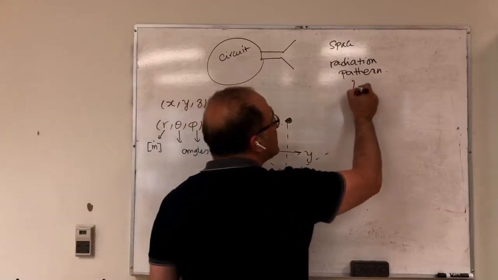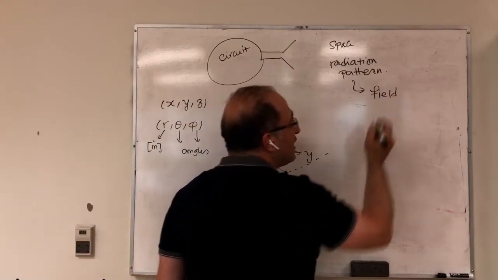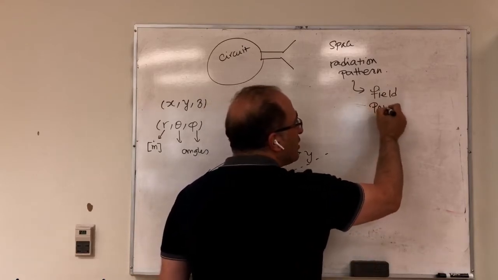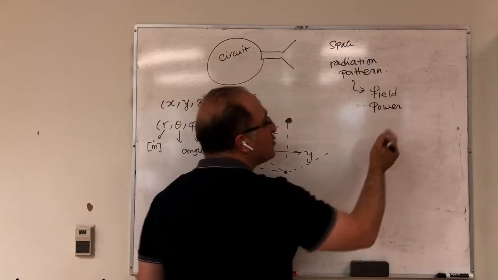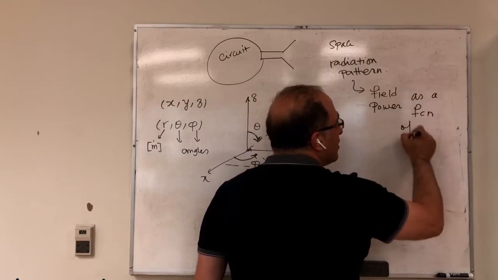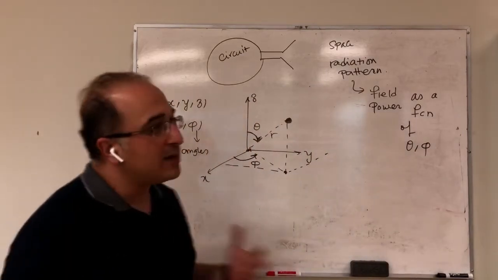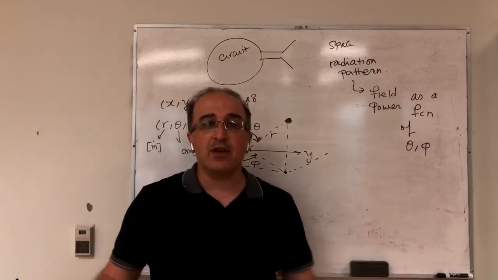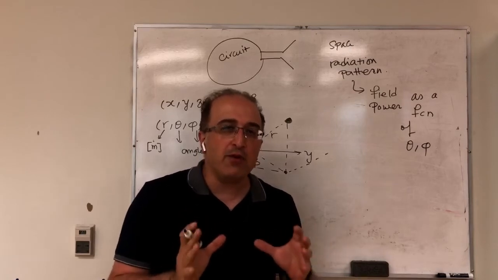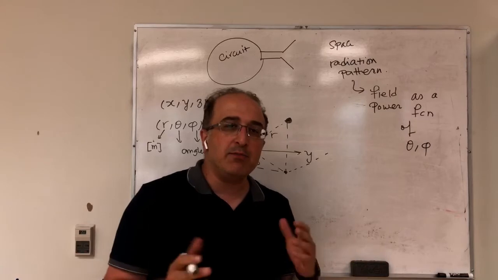So you have the field, for example the electric field, or power, which is related to the electric field squared, as a function of theta and phi. So as a function of theta and phi, you have that in different directions, and you realize why we prefer spherical coordinates, because they are based on angle.